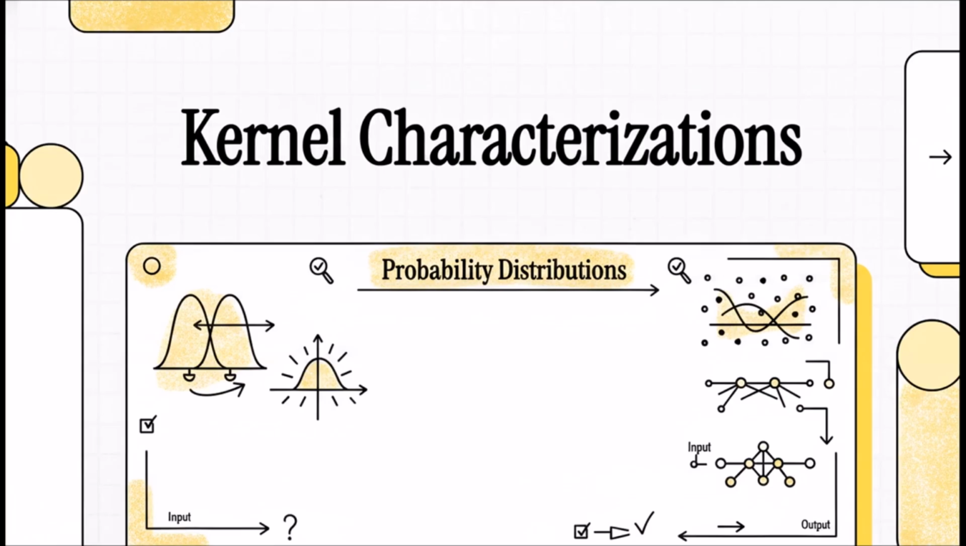Welcome to this explainer. Today, we're diving deep into some seriously elegant mathematics. We're unpacking a fascinating paper by Zakaria Derbazi titled Kernel Characterizations of Stochastic Orders within Parametric Density Families.